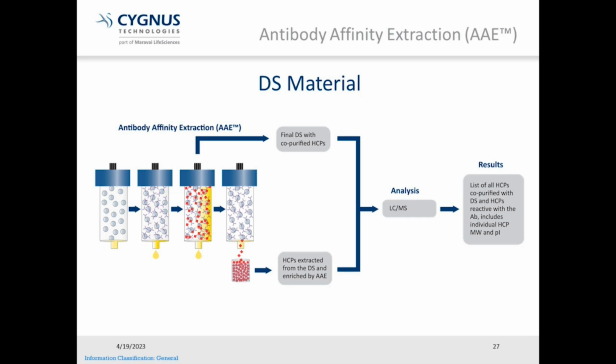The immunoreactive host cell proteins are captured with the immobilized polyclonal ELISA antibodies and are eluted from the column. Pre and post AAE samples are analyzed by LC-MS analysis, and the results are reported as a list of all the identified host cell proteins in the drug substance, the host cell proteins reactive with the ELISA antibodies, the host cell protein molecular weight and isoelectric points, and the percent antibody coverage.